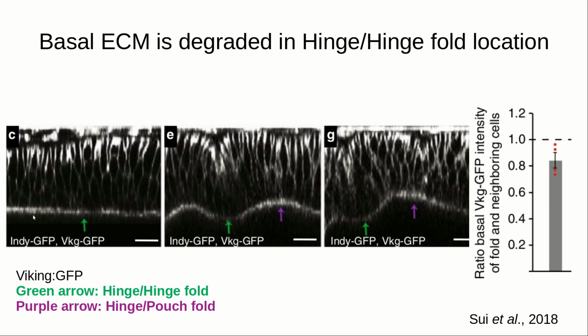So this is a reporter of Viking, which is one of the subunits of collagen 4, and you can see how this Viking is degraded, or its location decreases, in the place where the hinge fold is going to happen. Okay, so you can see this is before the folding and this is after the folding, and you can see how this Viking GFP decreases in this part. However, this does not happen in the other fold, in the hinge pouch region.